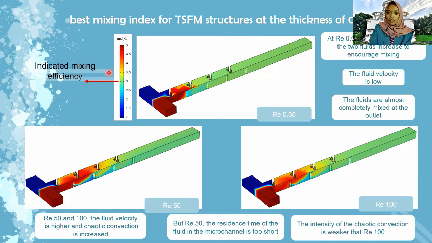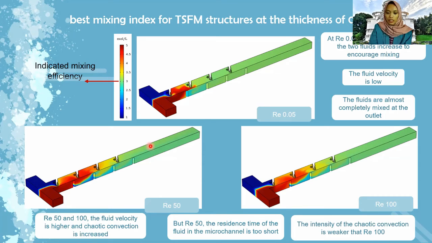This is the concentration profile for the best mixing index for the TSFM structure at thickness 0.18. This is the color legend. Green color indicates homogeneous mixing. The samples for the concentration profile are Reynolds number 0.05, Reynolds number 15, and Reynolds number 100. At Reynolds number 0.05, the contact between the two fluids increases the mixing, the fluid velocity is low, and the fluids are almost completely mixed at the outlet.